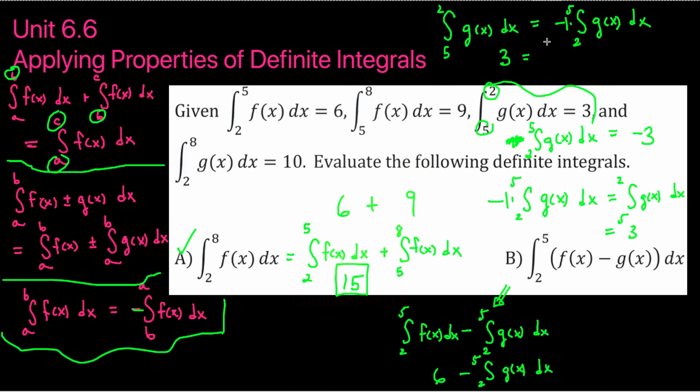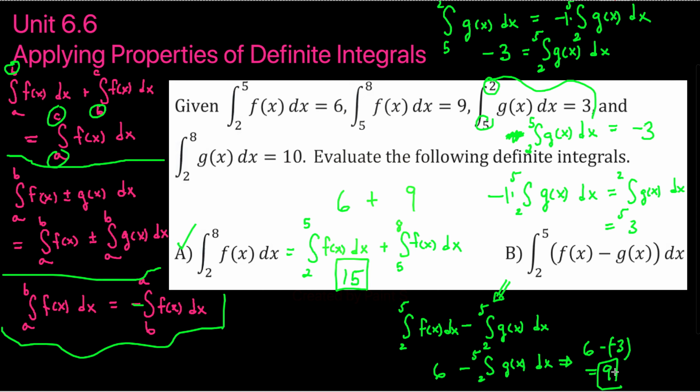And a constant you could always factor out, right? And you can move it outside the integral. It's already outside the integral. But basically then, if I multiplied by negative 1 on both sides here, I would just get that the integral from 2 to 5 of g of x dx is indeed negative 3. And then now that helps me solve this one, because now I get 6 minus the negative 3 is just 9. And that's my answer for part B here.